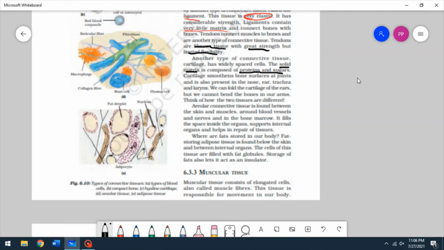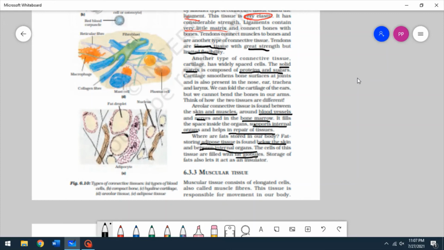Alright. So areolar connective tissue is found between the skin and muscles, around blood vessels and nerves, and in the bone marrow. It fills the space inside the organs, supports internal organs, and helps in the repair of tissues. And fat-storing adipose tissue is found below the skin and between internal organs. The cells of this tissue are filled with fat globules.